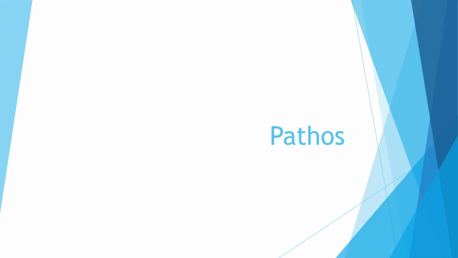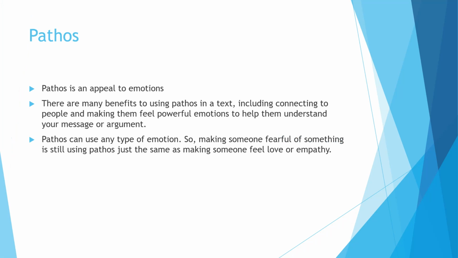So this is just a quick video to go over pathos, which is one of our main focuses for this unit. As our reading defined for you, pathos is an appeal to emotions. And very specifically, there are many benefits to using pathos when you're trying to connect to an audience, trying to deliver a message, trying to make an argument. It's an easy way to connect to people because most people have emotions, and there's a commonality through those shared emotions. So making someone feel powerful emotions helps them to understand or connect to your message or argument.